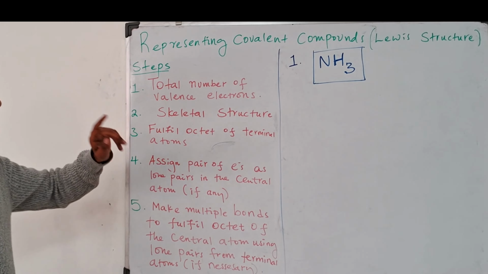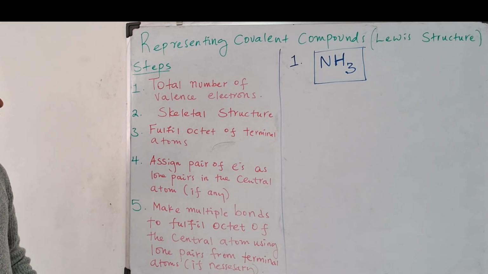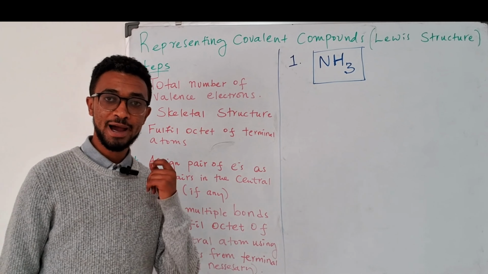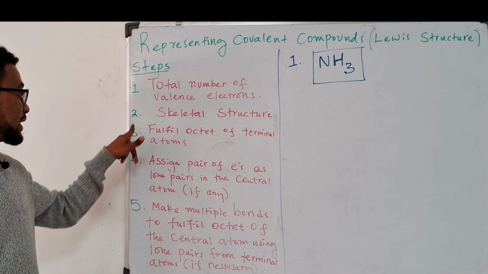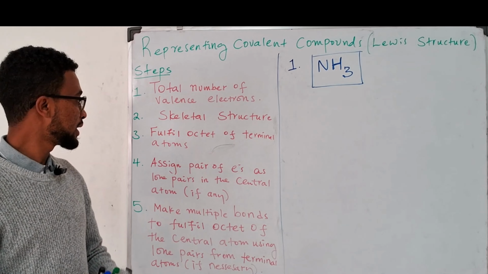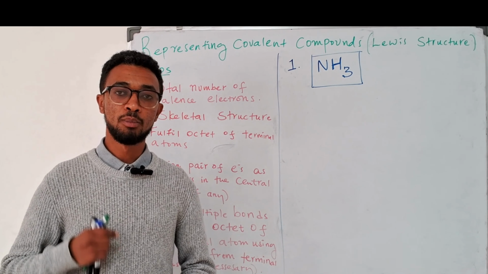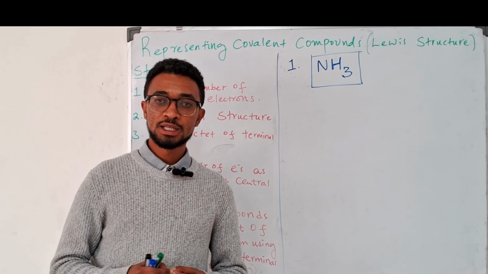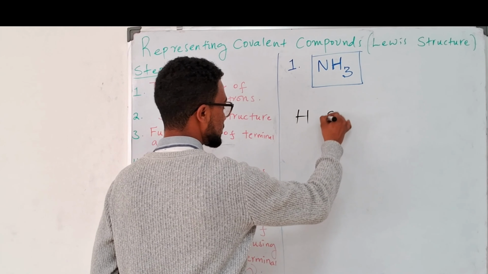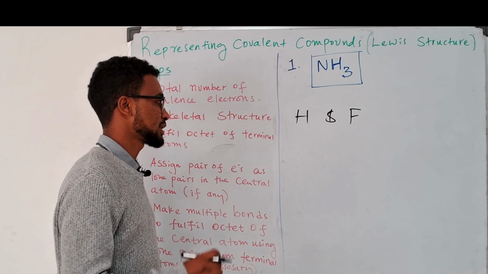The first step is to determine the total number of valence electrons in the molecule. We add the valence electrons of each atom to get the total. The second step is to draw the skeletal structure. The central position is taken by the element that is least electronegative or most electropositive. Remember that hydrogen and fluorine can never be central atoms.